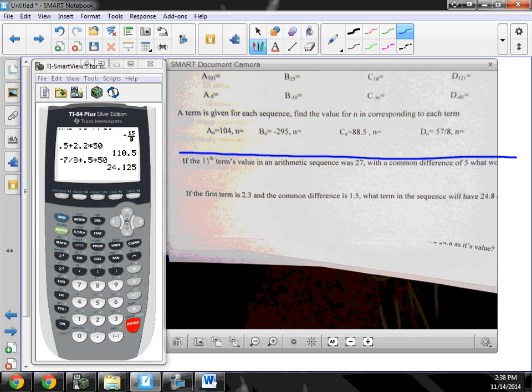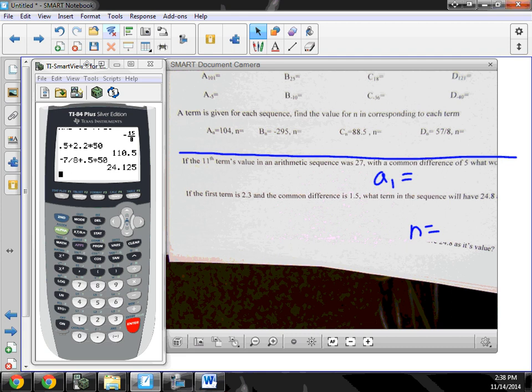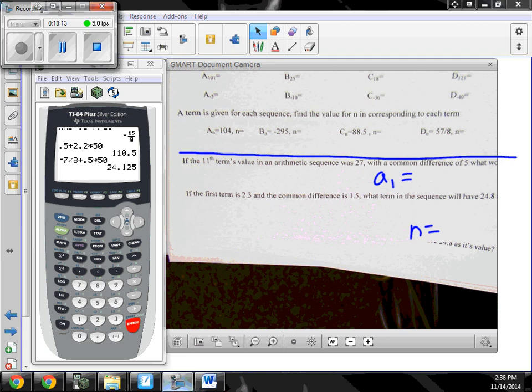The next question, if the first term is 2.3 and the common difference is 1.5, what term in the sequence will have 24.8 as its value? What is that asking for? And what variable is the term number? N. So this one wants to know what does n equal. This one wants to know what does a sub 1 equal. Okay? I'm going to let you work on those, and then we'll record again in a minute.